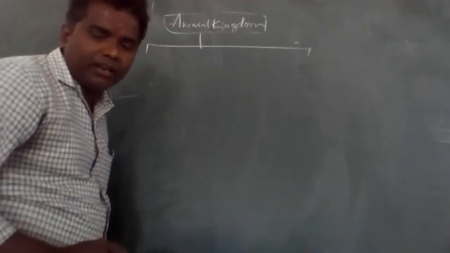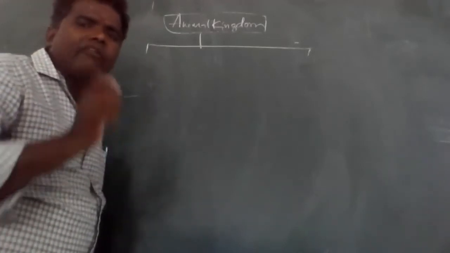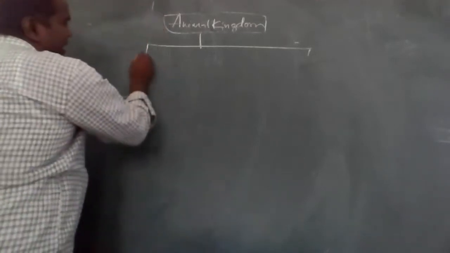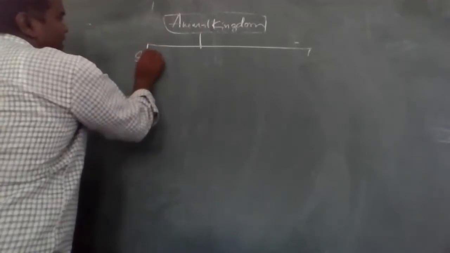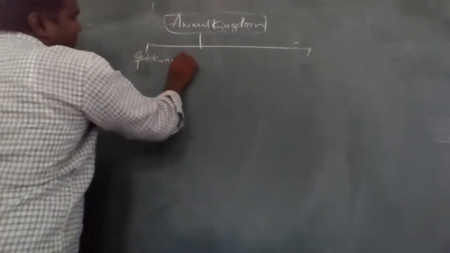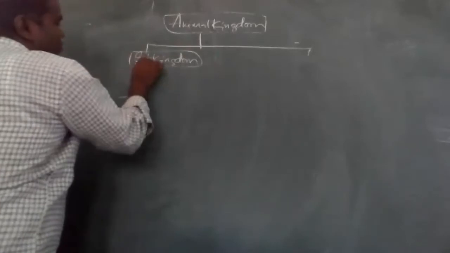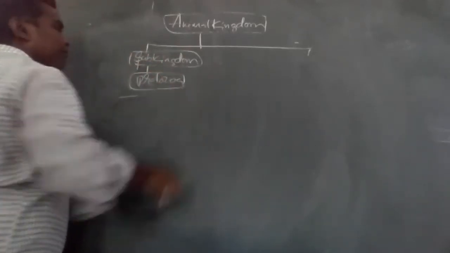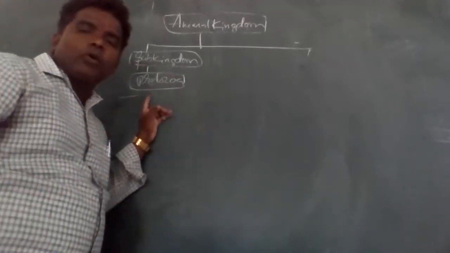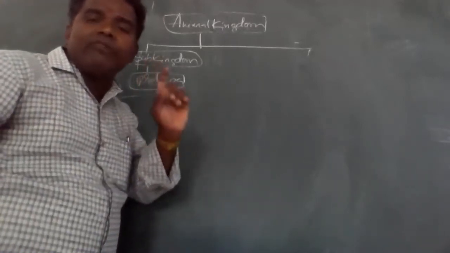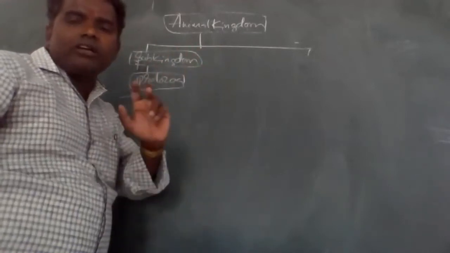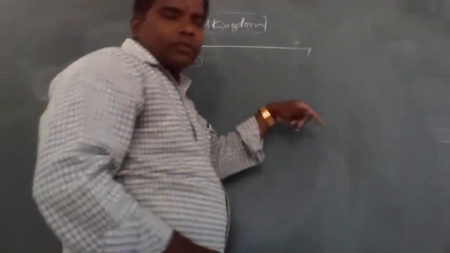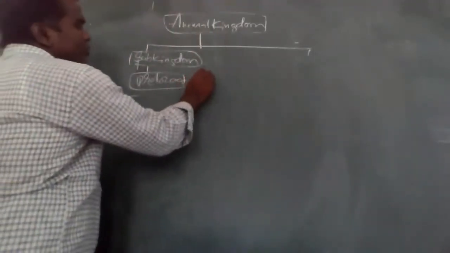Two subkingdoms are there. For example, the organism which is having only one cell, what is that subkingdom called? Protozoa. According to modern animal kingdom theory, the subkingdom is called Protozoa.